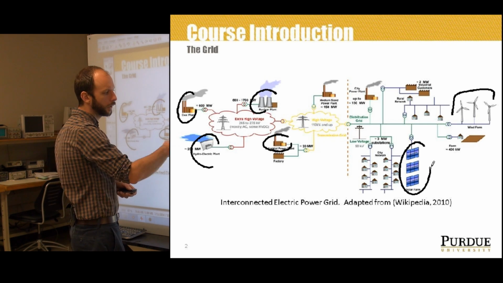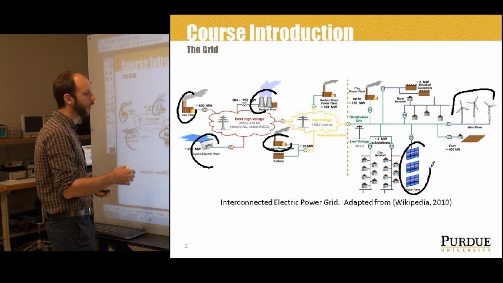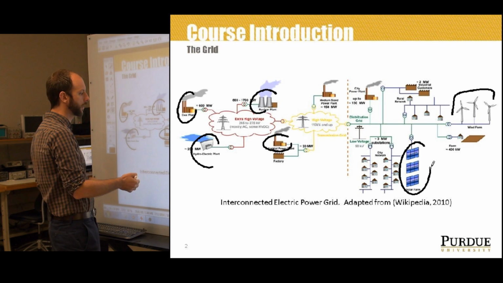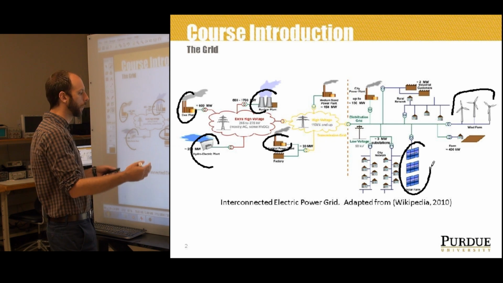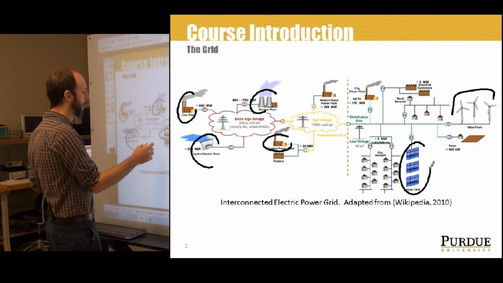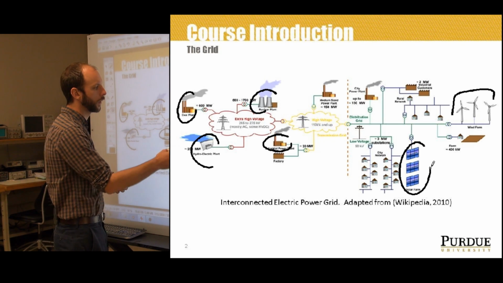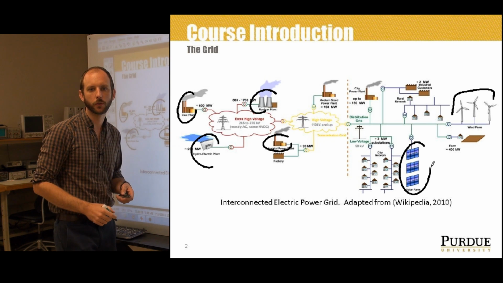These different color wires in the diagram are representative of the transmission, which is on the left side here. Those are the higher voltages. Those are the wires, the towers, the substations that operate at extra high voltages or high voltages, and those are the wires that operate at lower voltages.